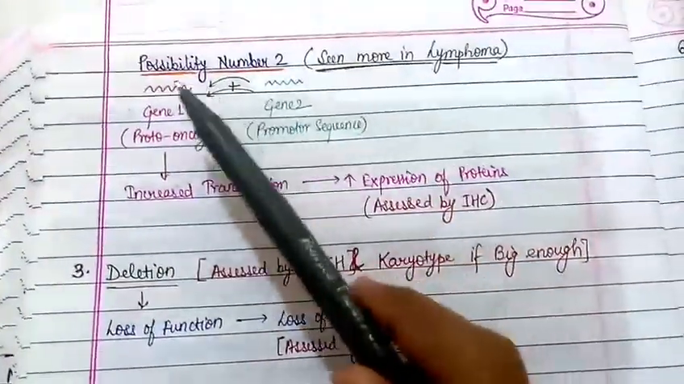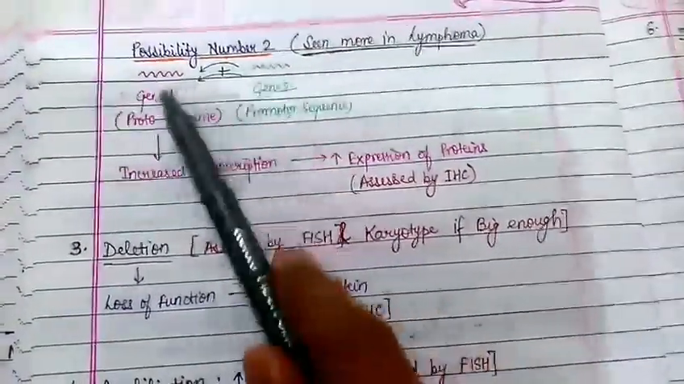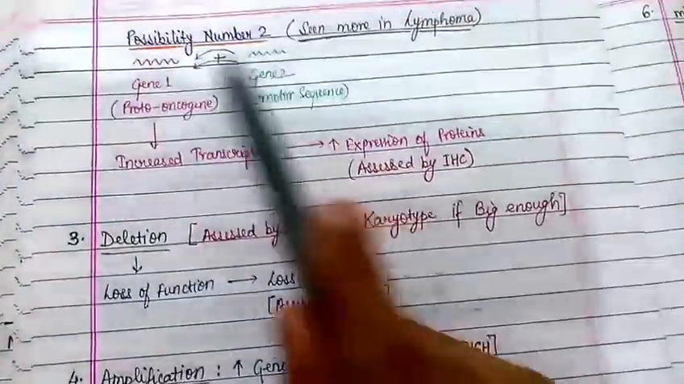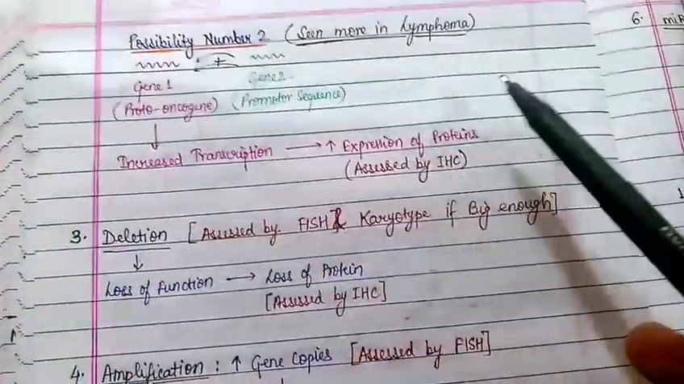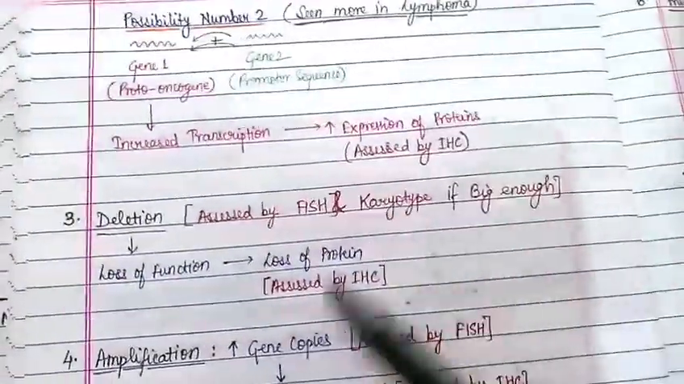The possibility number 2 is, so gene 1 and gene 2. Gene 1 will be proto-oncogene and gene 2 will be promoter sequence. It will promote the gene 1. Okay, it will promote the transcription of gene 1, increase transcription, increase expression of proteins. It can also be assessed by IHC. And possibility number 2 is seen more in lymphoma, and possibility number 1 is seen more in leukemia.